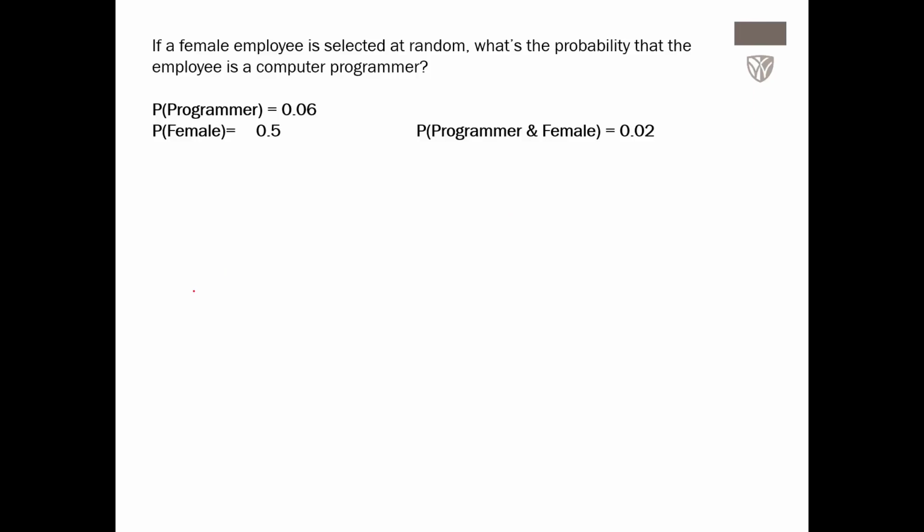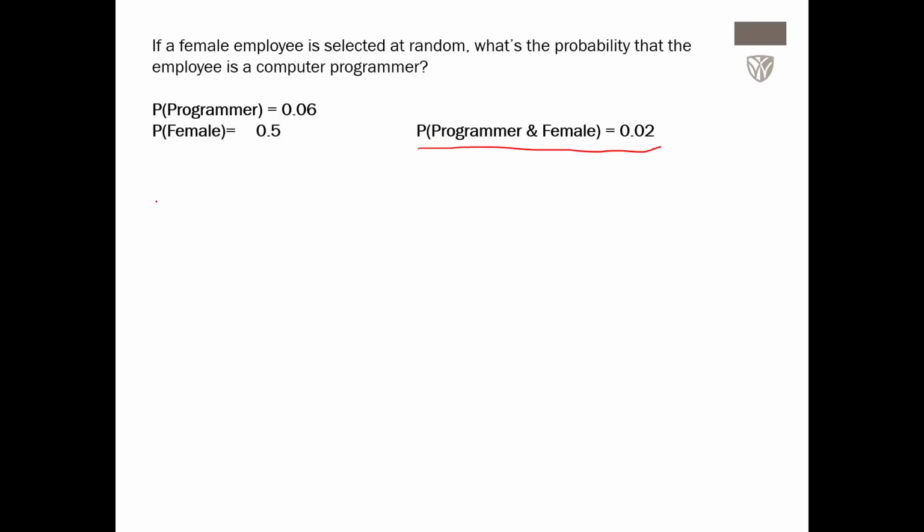Well, again, the way we start and attack a probability problem is to write down what we know. So we know that 6% of the employees at the bank are programmers, 50% are females, and as I mentioned before, 2% are female programmers. So they're both female and they're programmers. And our first question, if a female employee is selected at random, what's the probability that the employee is a computer programmer?